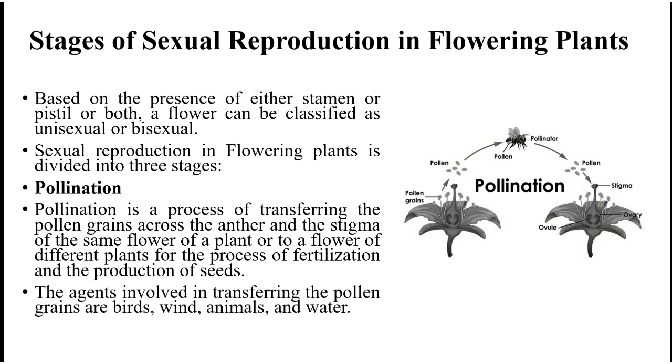And when the pollen grain from the male part of one plant is transferred into the female reproductive part of another plant, or another flower born on a different plant, it is called cross pollination or xenogamy. So this is the only difference. Pollination is the process of transferring the pollen grains from the anther to the stigma of the same flower of a plant or to a flower of a different plant for the process of fertilization and production of seed.